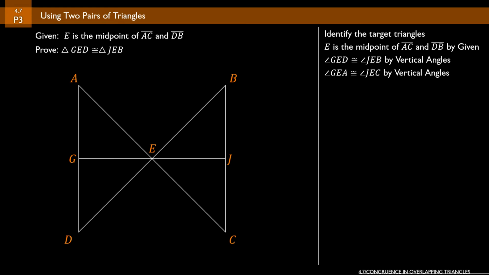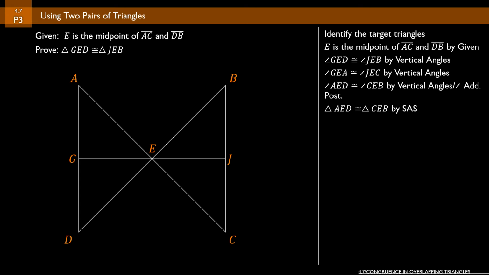The next step would then be to say that angle AED is congruent to angle CEB by vertical angles, or you could say that they're congruent by the angle addition postulate. So either one of those two reasonings will be good enough to cover that one. Then the next step would be to say that triangle AED is congruent to triangle CEB by SAS.